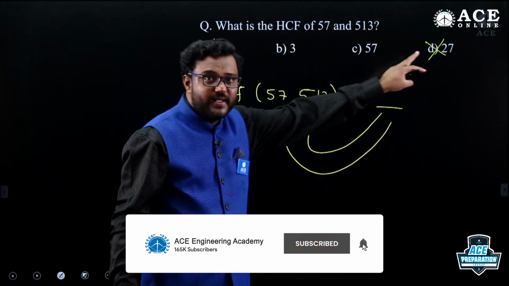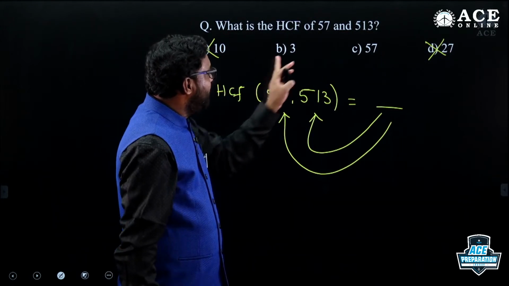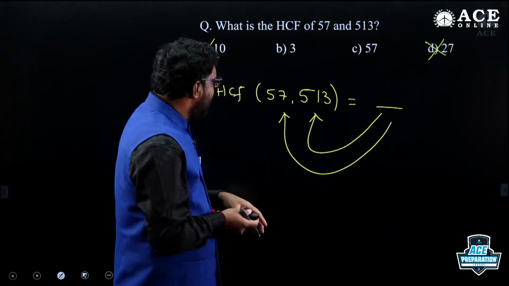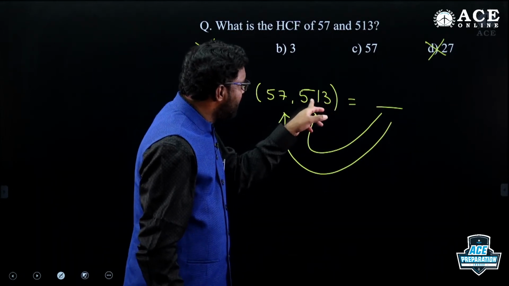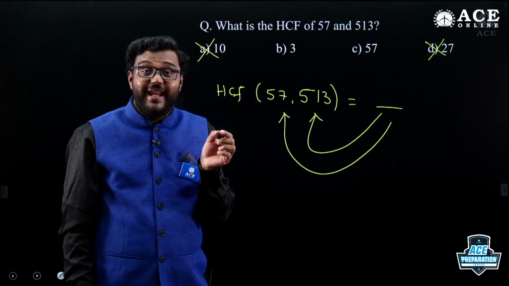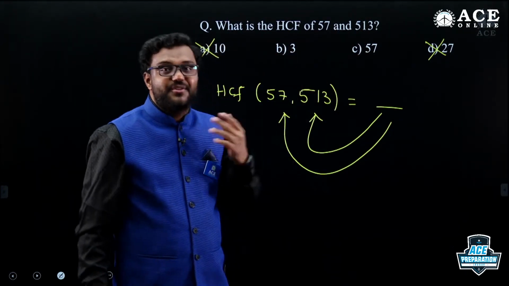57 is not divisible by 27. 27 times 2 is 54, so no. Okay, it may be 3 or 57. 3, yes, 57 is divisible by 3, 19 times. The sum of digits of 513 is 9, divisible by 3, but you need the HCF, the highest common factor. Is 57 possible or not, we have to check first.